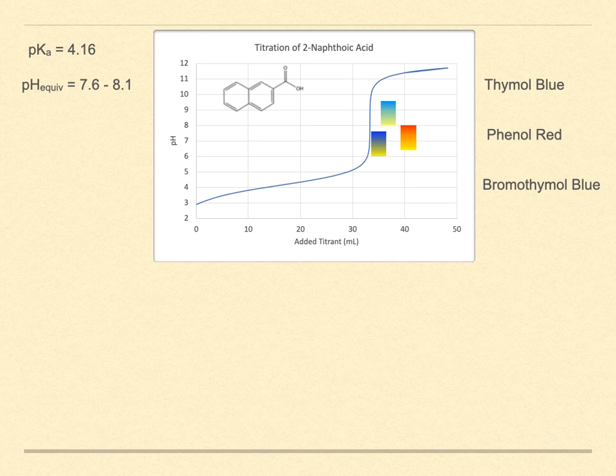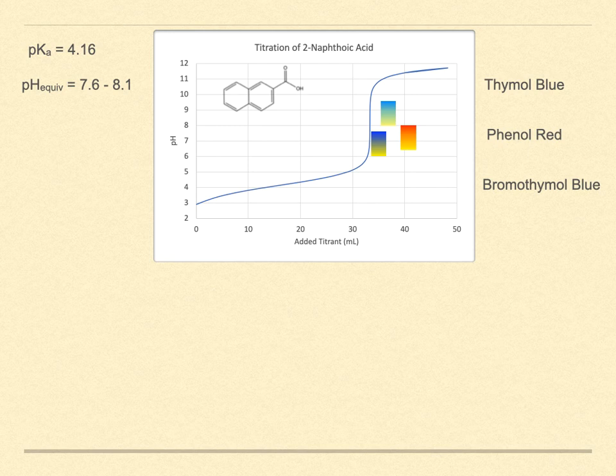There are many more possible indicators that could also work, but how do you decide what color will be the endpoint? Well, note the language I've used. I've called this the endpoint rather than the equivalence point. The endpoint of a titration is what you have decided to identify. It may be, but is more likely to not be, the same as the equivalence point. The difference between the endpoint and the equivalence point is known as the titration error or the indicator error.